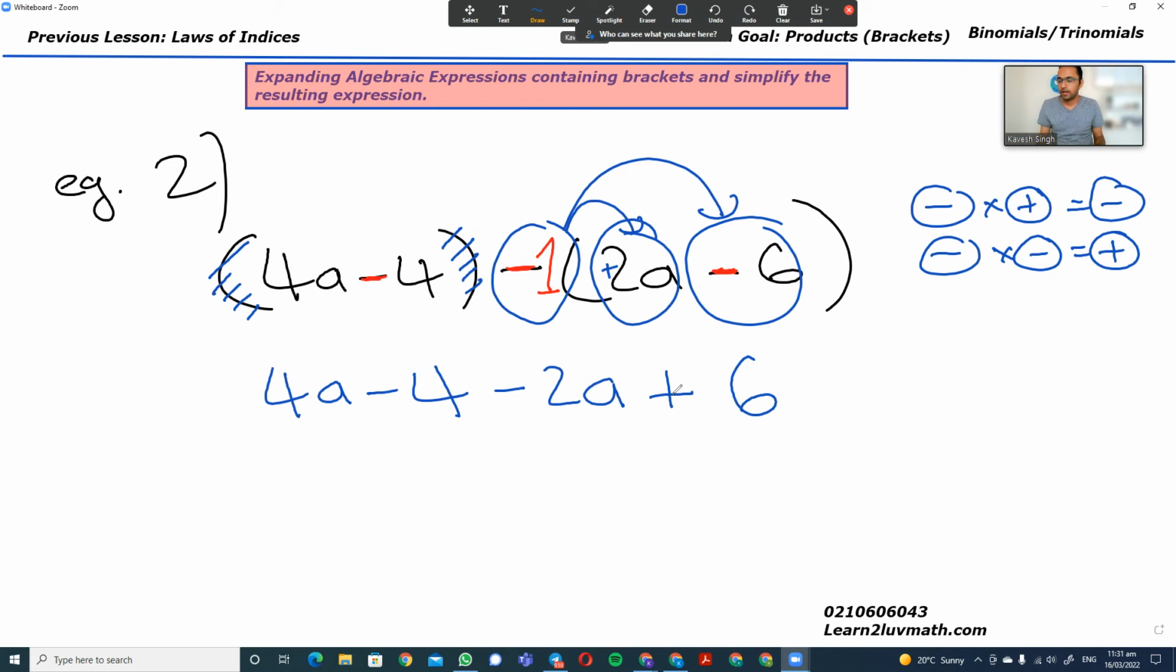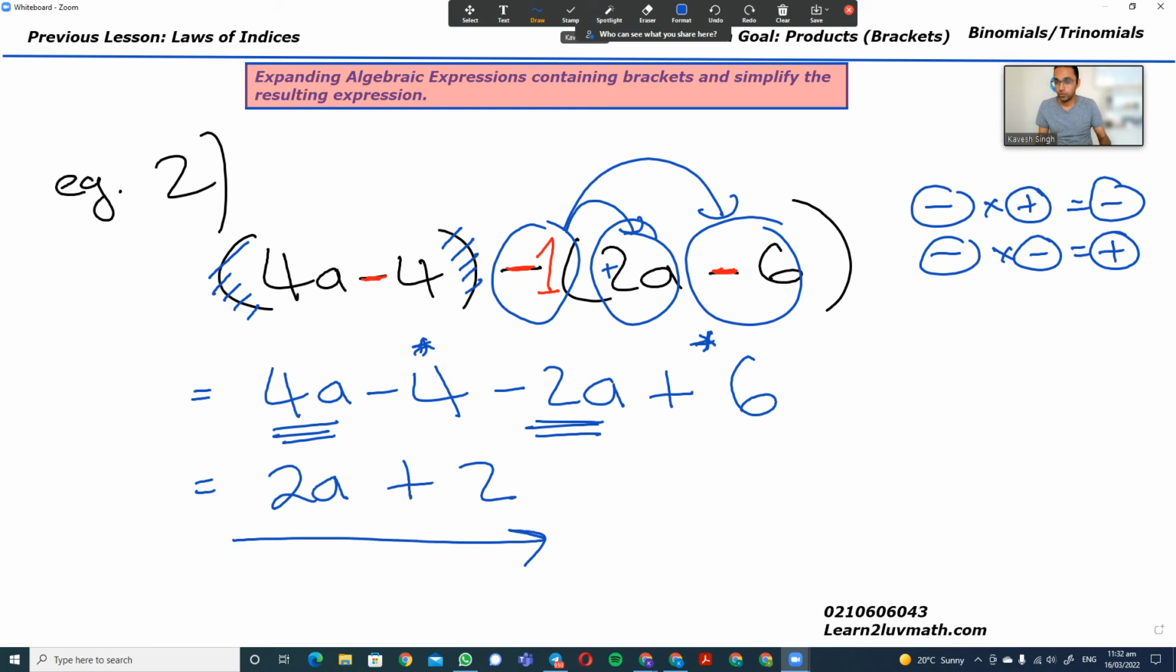Now, I have like terms in front of me. 4a, negative 2a. Remember, the negative belongs to the 2a. And I have negative 4 and positive 6, which are constants. So 4a minus 2a gets me 2a. Negative 4 plus 6 gets me 2. So I end up with 2a plus 2, and that's my final answer.